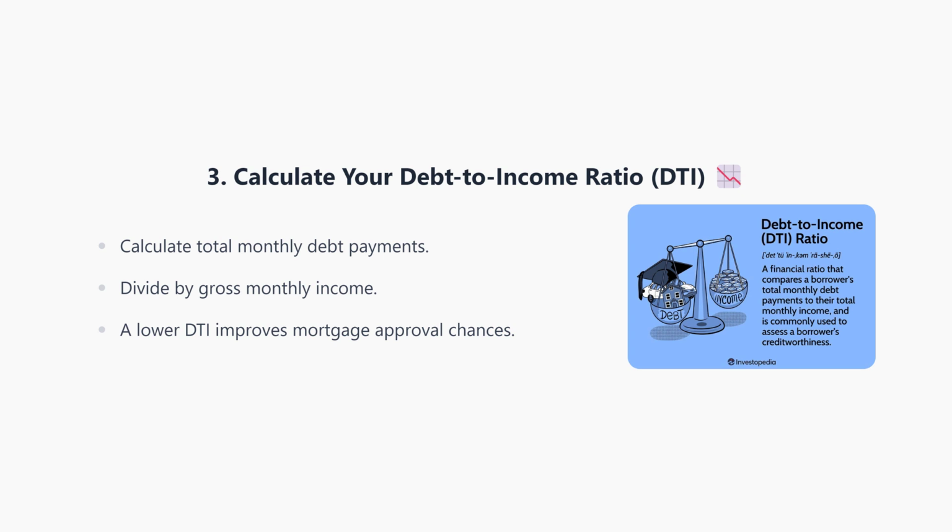Moving on, you'll need to calculate your debt-to-income ratio, or DTI. Start by calculating your total monthly debt payments. Next, divide this figure by your gross monthly income. Remember, a lower DTI improves your chances of securing a favorable loan.